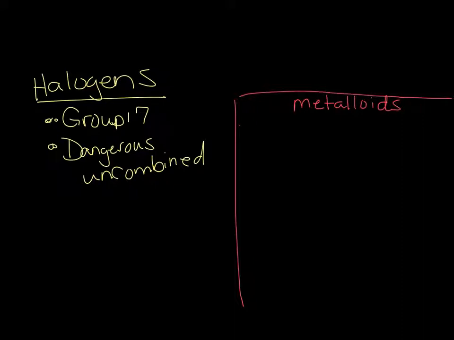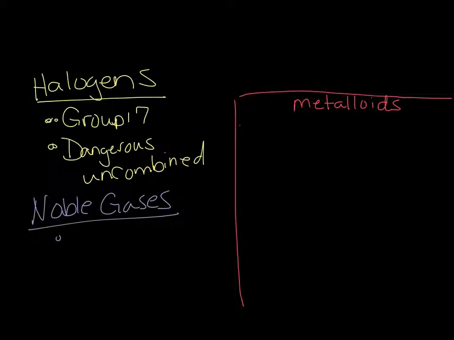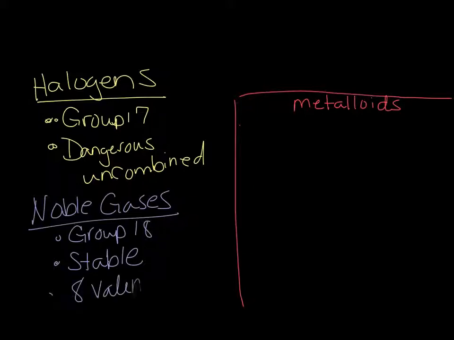And then we have our noble gases. That's group 18. And they are very stable because they have 8 valence electrons. And that's things like xenon, neon, krypton. Now that's it for our nonmetals. Now we're going to go to our metalloids.